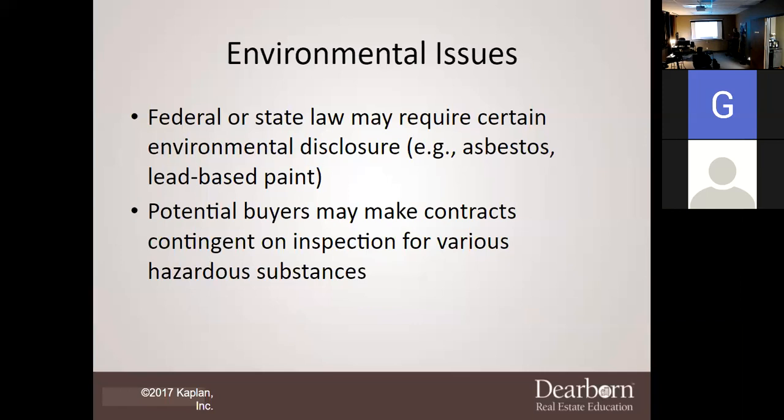And it is not just for selling of properties. If you're renting a property built before January 1st, 1978, you have to give that disclosure. So if you're just renting it for somebody, you have to provide that disclosure. There's also potential buyers may make contracts contingent on the inspections for various hazardous substances.